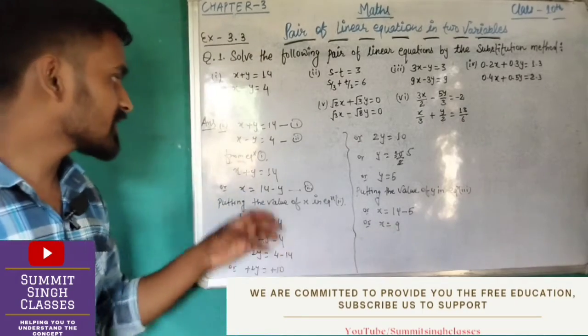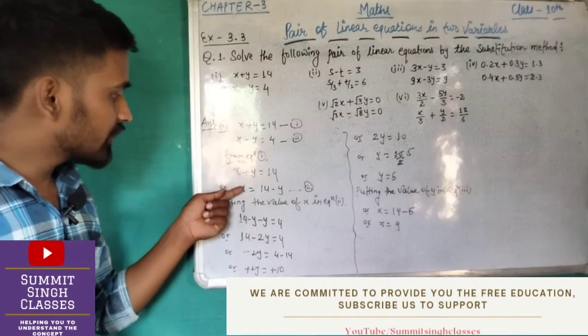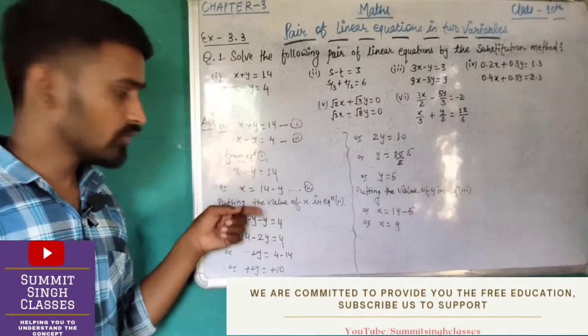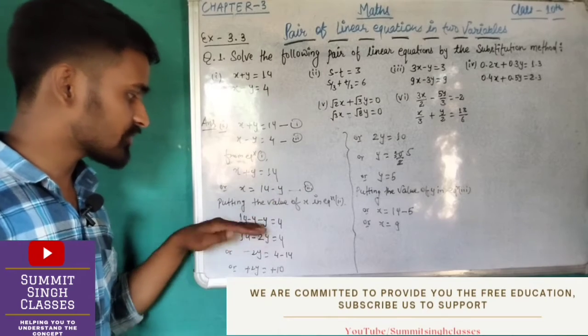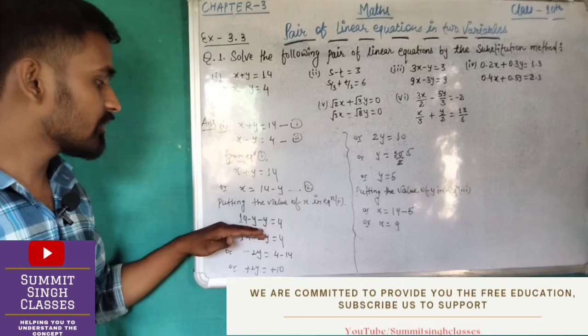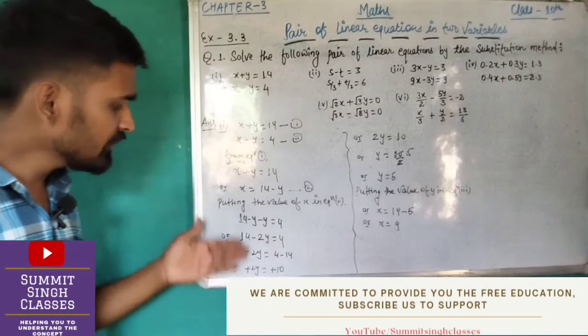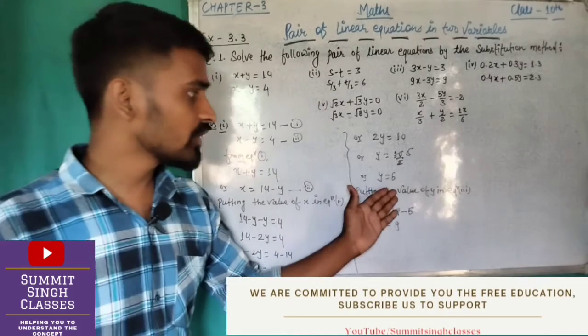So you understand that whatever I am doing is that we have taken the value of x from one of the equations, and that is 14 minus y. This is just substituted in equation second, like on the place of x what is written here is 14 minus y, and minus y will be equal to 4. Then we have to solve this equation and we will get y is equal to 5.